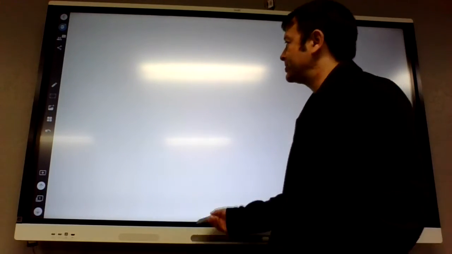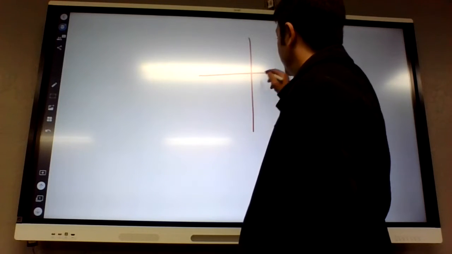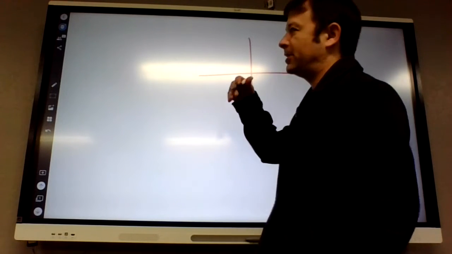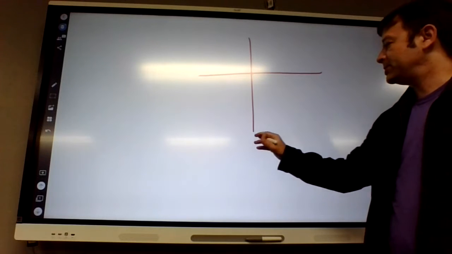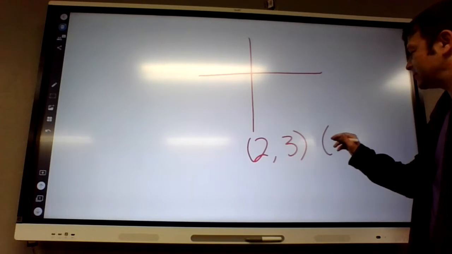We kind of talked about this yesterday. We're talking about graphs today. How can we tell whether a graph is a function or not? Actually, let me go back to yesterday. How can we tell whether this is a function or not?